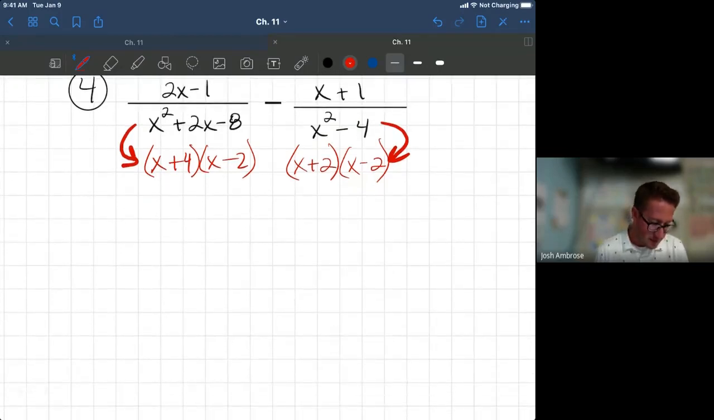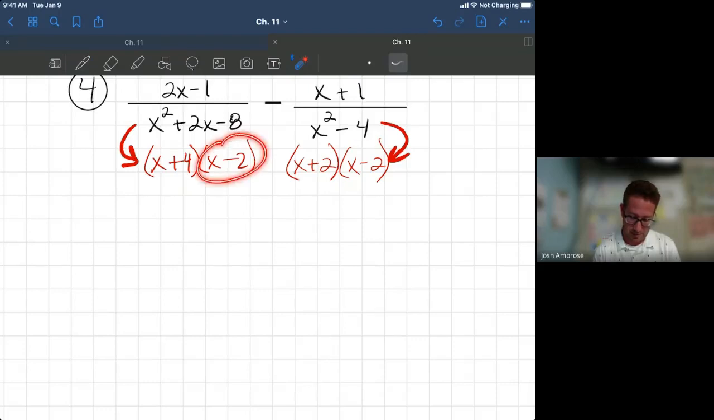That common denominator is going to be x minus 2. They both share it, right? Remember, x minus 2, x minus 2, and then x plus 2, x plus 4. So we have to have all three parts. Whatever they have in common, you don't write twice because they each already have it. They share that.